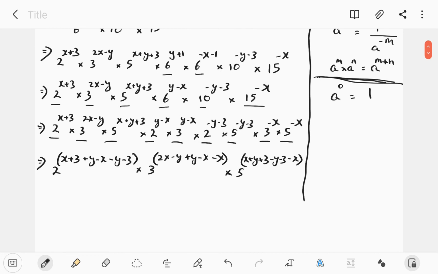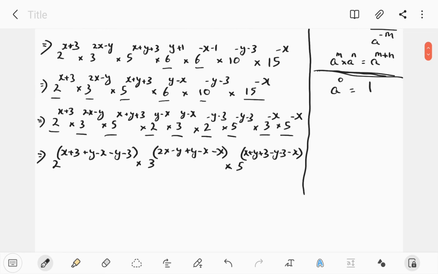Okay, now I hope you have taken down the above steps. Now we are coming down. Now all I have to do is add up the powers and simplify. 2 power x and minus x will cancel one another, y and minus y will cancel one another, 3 and minus 3 will cancel one another. I have 2 power 0 multiplied by 3 power y and minus y will cancel one another, 2x minus x, they will cancel one another. I am left with 3 power 0 multiplied by 5 raised to the power of x and minus x will cancel one another, y and minus y will cancel one another, 3 and minus 3 will cancel one another.